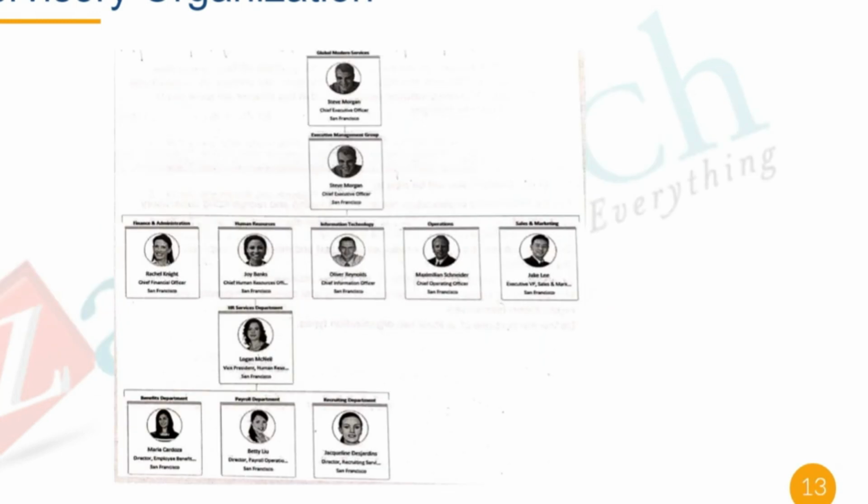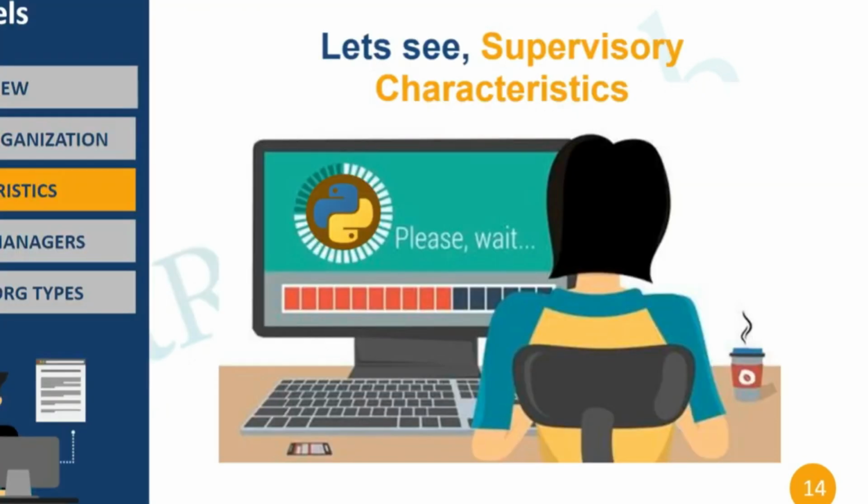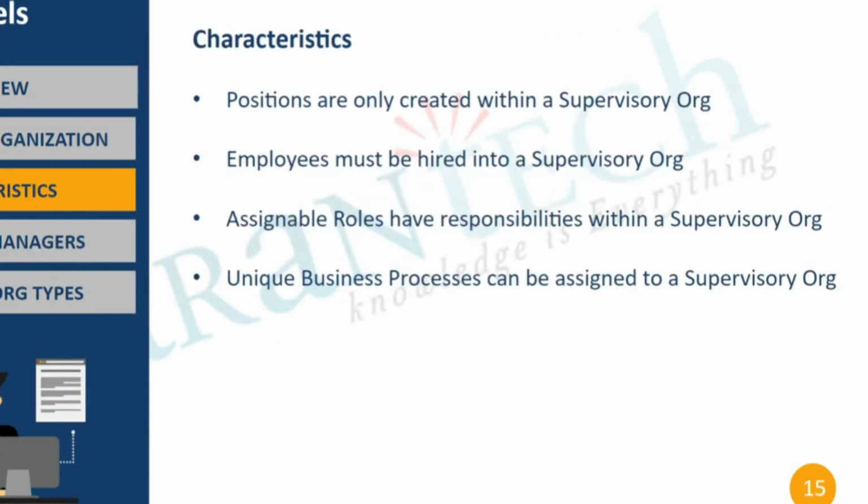Here is a visual example of a supervisory organization hierarchy in Workday. You can see the nested management chains. Now let's look at some key characteristics of the supervisory organization. Characteristics of supervisory organizations. Positions are only created within a supervisory org. Employees must be hired into a supervisory org. Assignable roles have responsibilities within a supervisory org. Unique business processes can be assigned to a supervisory org.